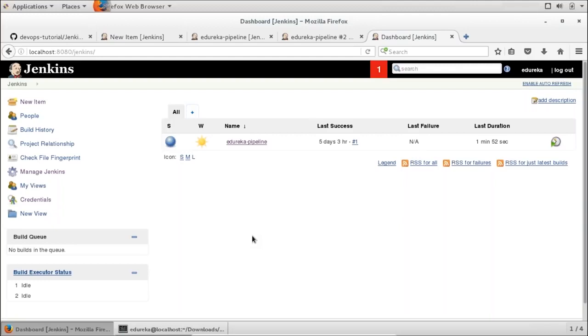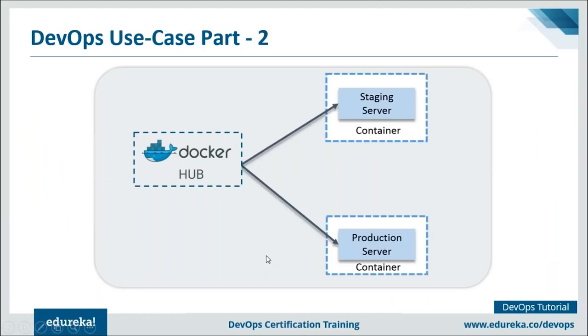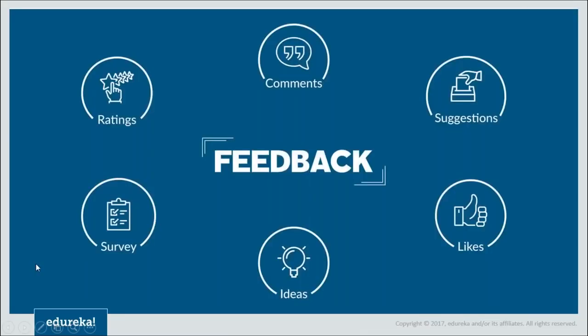I told you where you need to provide the credentials, what are tags, how you can write the Jenkins file. The next part of the use case is different teams, be it staging or production, can actually pull the image that we have uploaded onto Docker Hub and can run as many containers as they want. So that's it from today's session, guys.